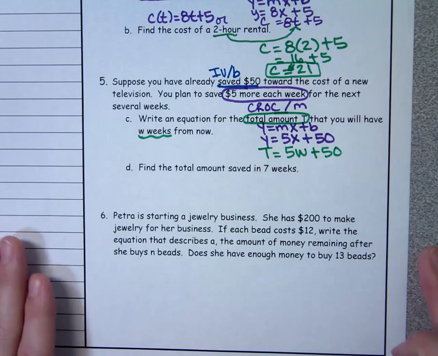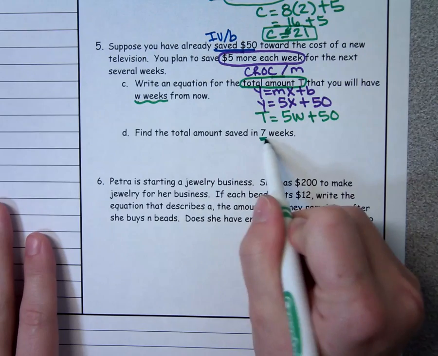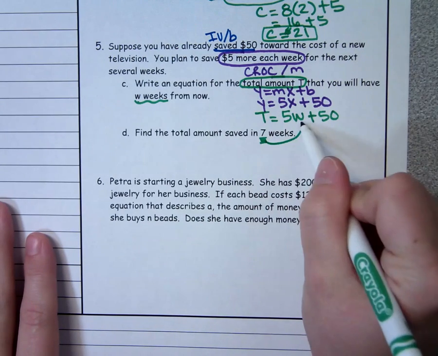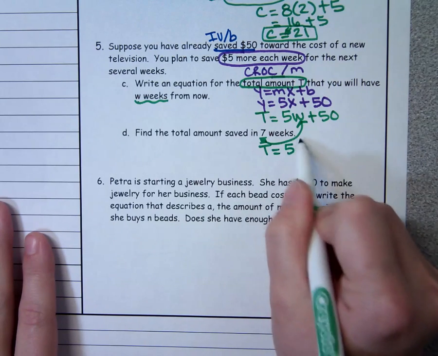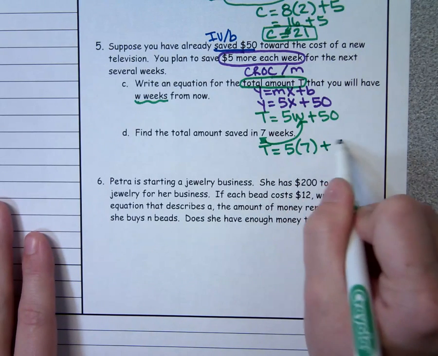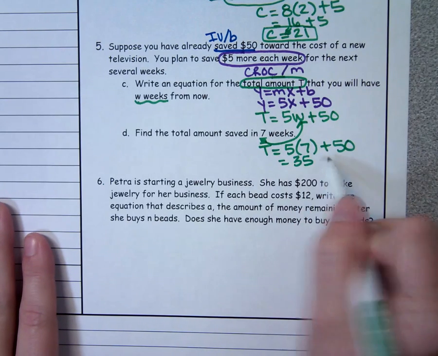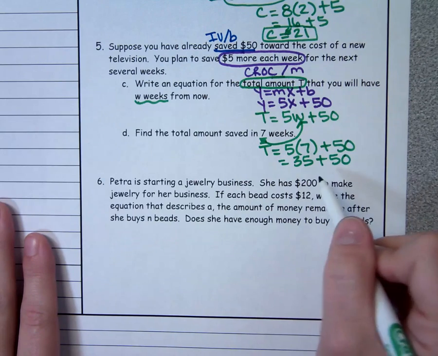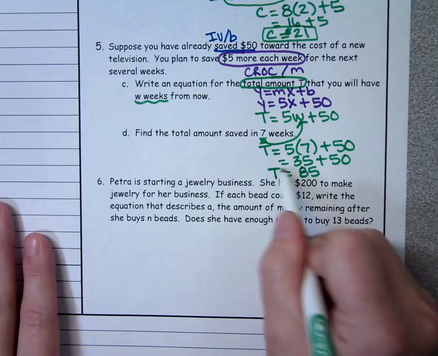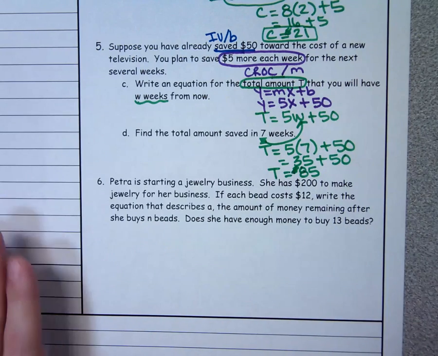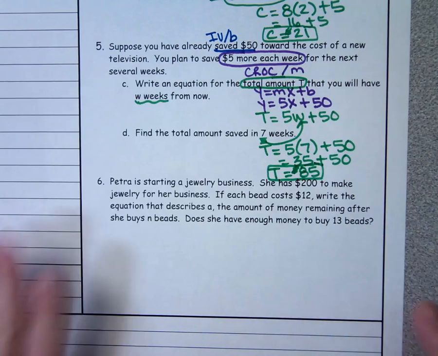Okay, D says find the total amount saved in 7 weeks. So where am I going to put this 7? That's right there in the W, for weeks. So it will be T equals 5 times 7 plus 50. 5 times 7 is 35. 35 plus 50 is 85. They will have saved $85 in 7 weeks' time. Woo! We are in the money now.